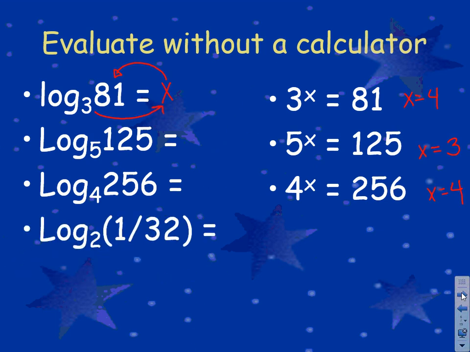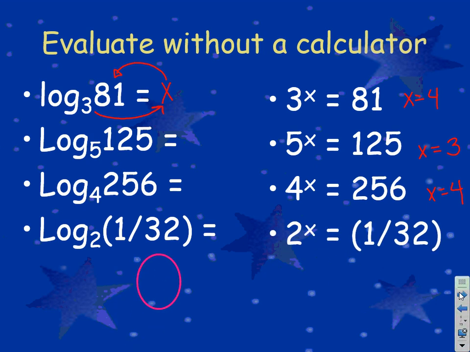Ooh, what about this? Log base 2 of 1 over 32. Think about this for a second before you give me an answer, because you're using your calculator and not doing what I'm asking you to. You're going to think 2 to what power is equal to 1 over 32? It's going to be a negative number. Why is it a negative number? How'd you know that?